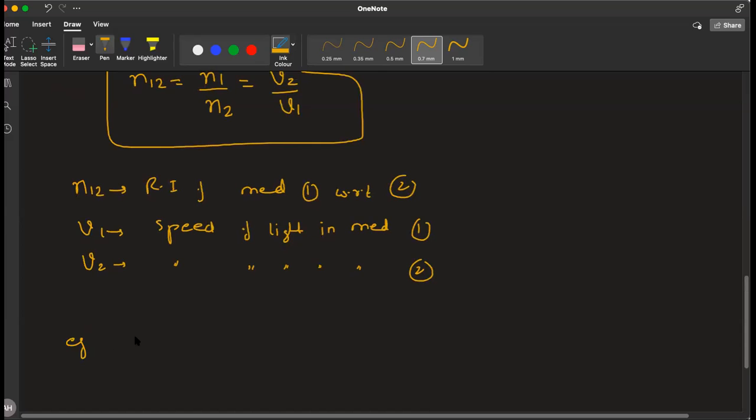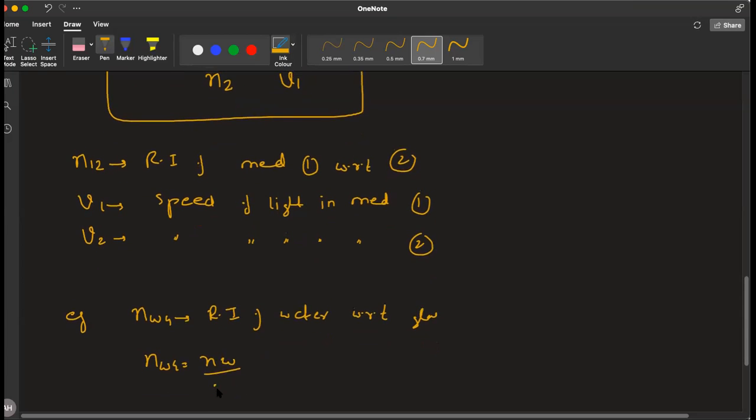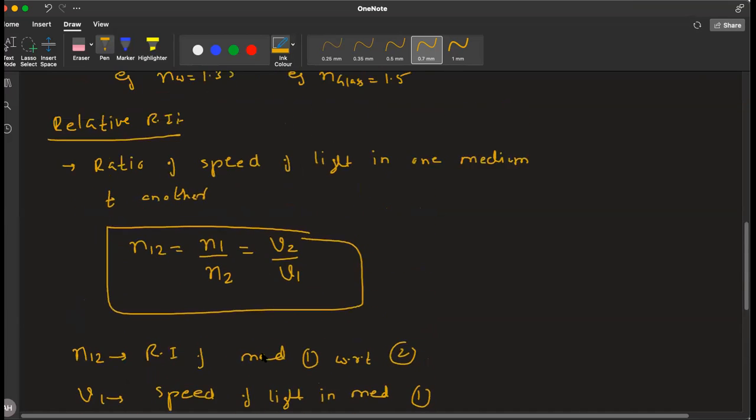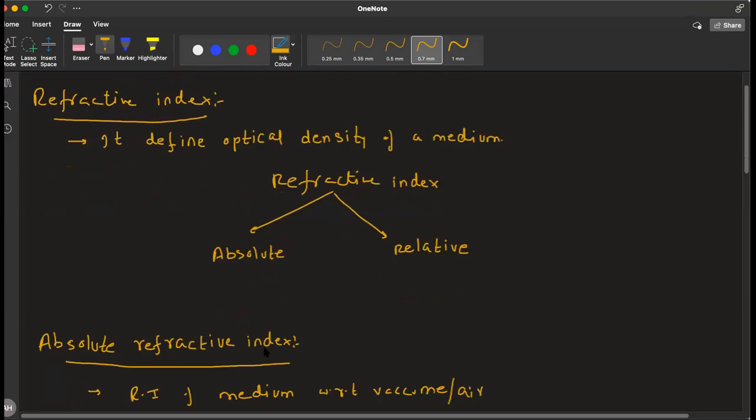For example, you can say the refractive index of water with respect to glass. The refractive index of water with respect to glass is the refractive index of water divided by the refractive index of glass. So that's the definition of refractive index.